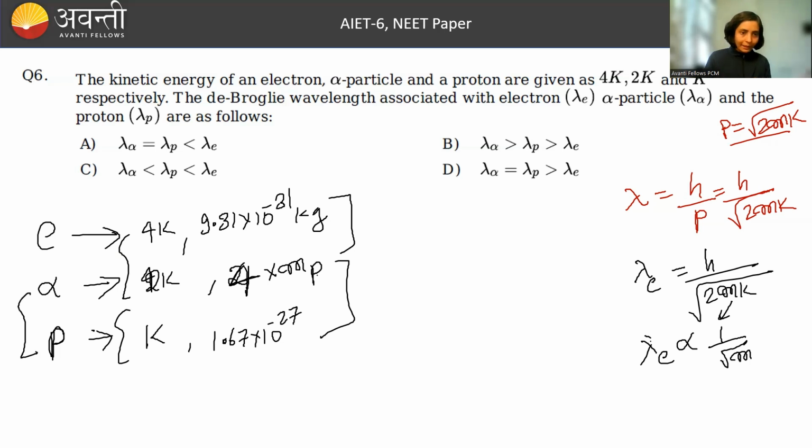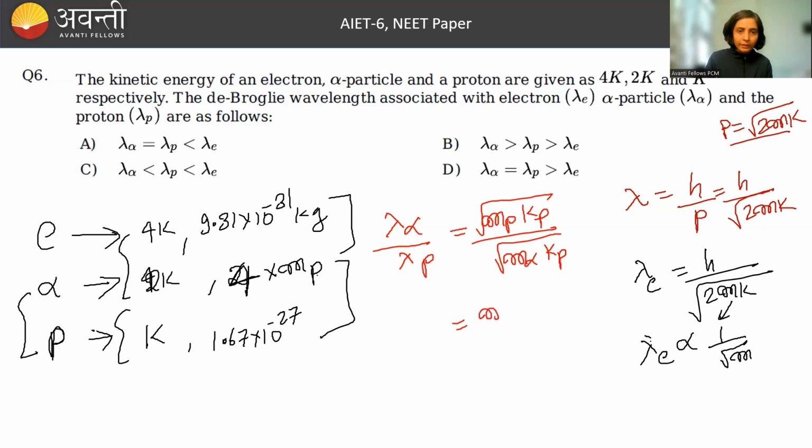So proton, let's calculate that now. If you're going to write lambda of alpha particle by lambda of proton, and I will write here mass of proton, kinetic energy of proton root under by mass of alpha particle, kinetic energy of proton. So mass of proton को वैसे ही रहने दो. Kinetic energy of proton is K. Mass of alpha particle is 4 into this. And kinetic energy of alpha particle is 2. ठीक है? कुछ ऐसा आ रहा है.